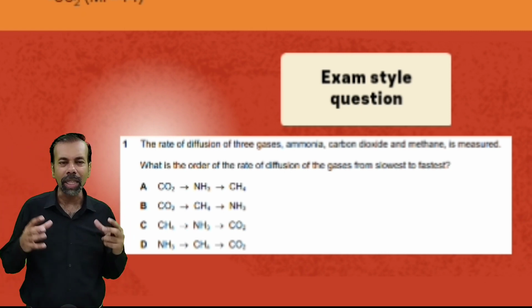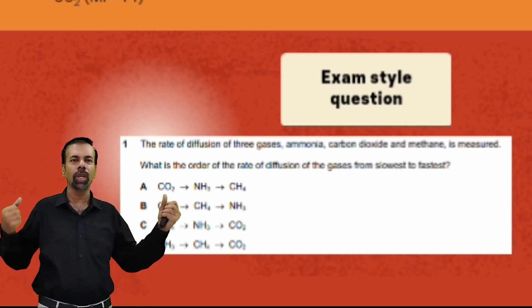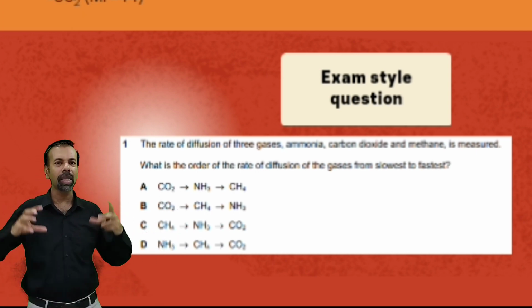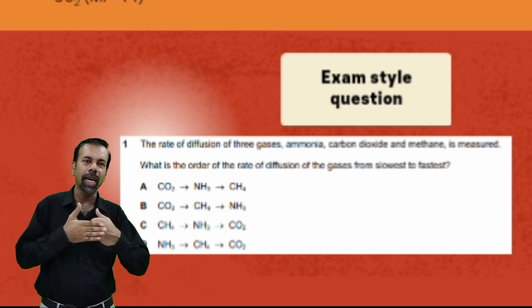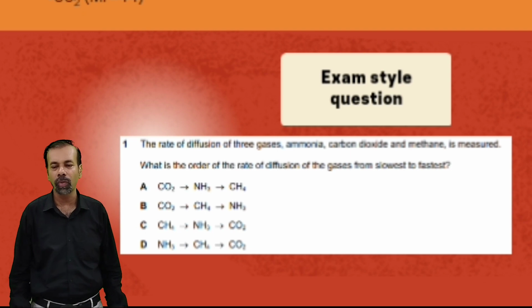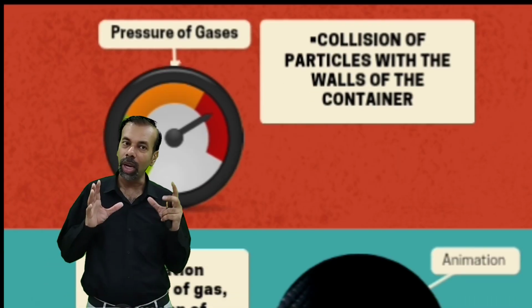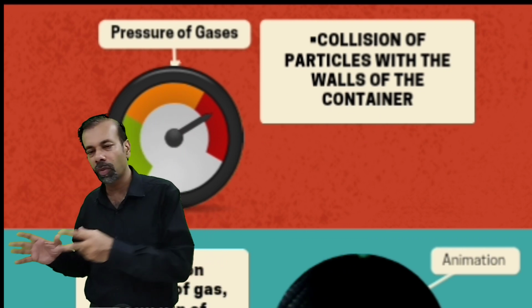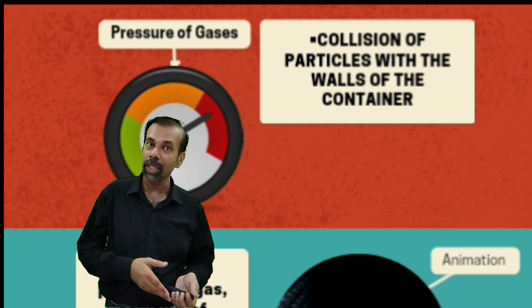What causes pressure in gases? What is pressure? Pressure is actually force per unit area. In case of gases, particles are moving and they are colliding with the walls of the container, and they are exerting pressure on the walls of the container. Okay, so pressure is collision of particles with the walls of the container. The more the collision of particles, the more will be the pressure.